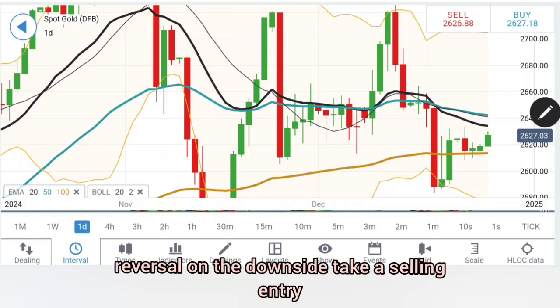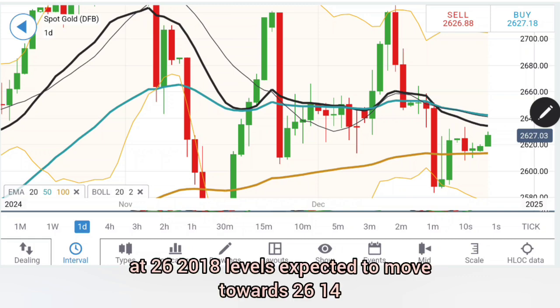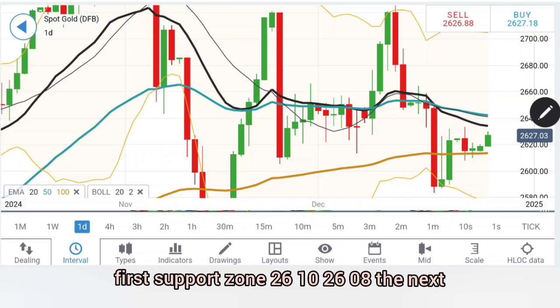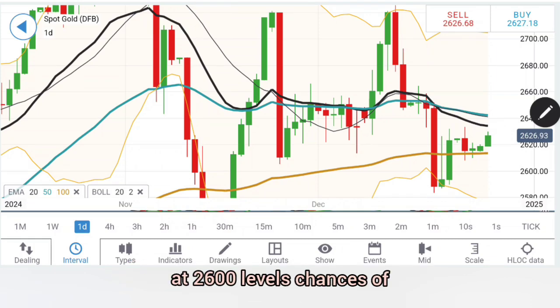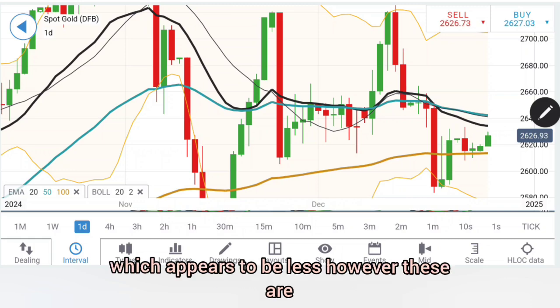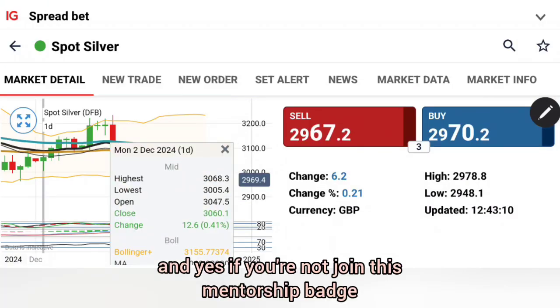On the downside, take a selling entry at 2618 levels, expected to move towards 2614, first support zone, 2610, 2608 the next, and if that is taken, stay short. We are looking at 2600 levels, chances of which appear to be less. However, these are markets.